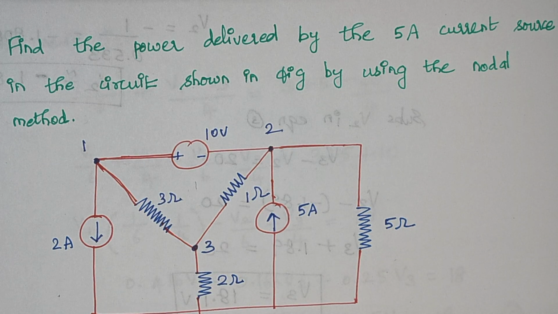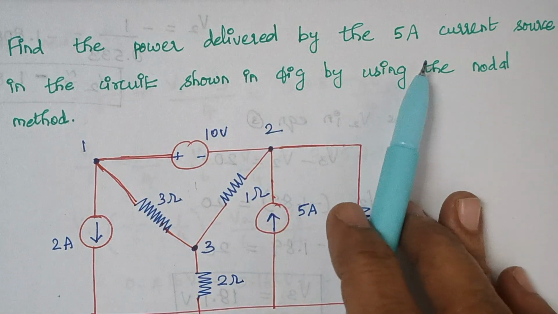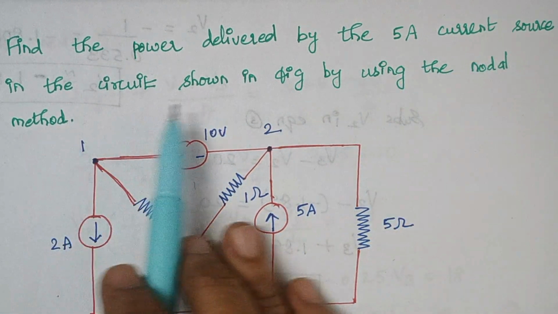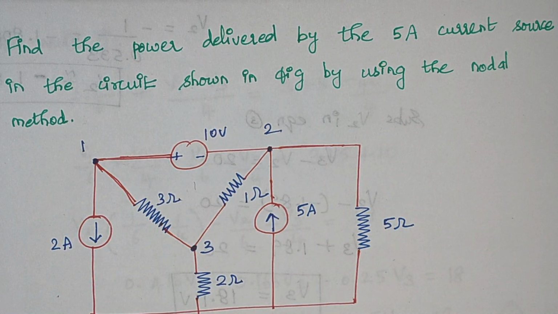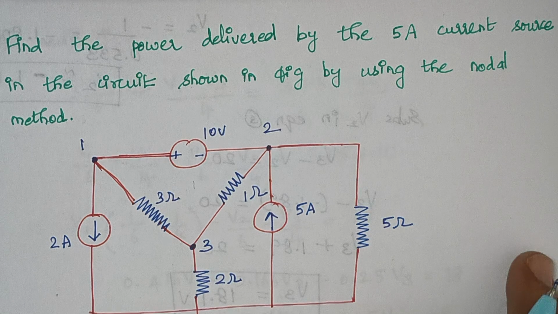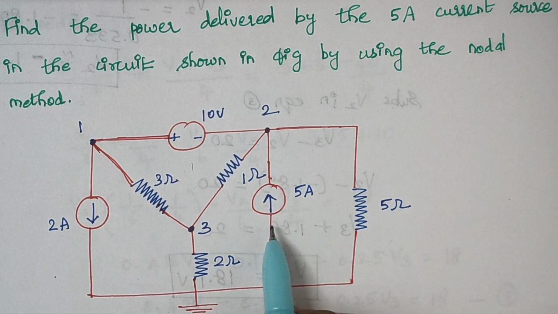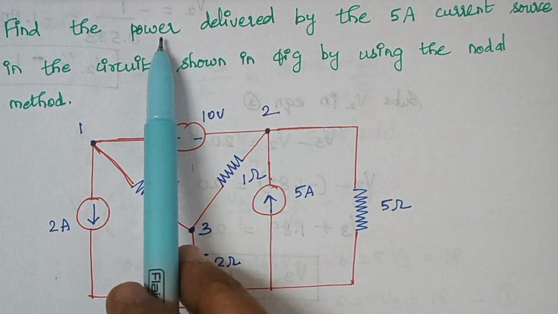Today we are going to solve another problem in nodal analysis. The problem is: find the power delivered by the 5 amps current source in the circuit shown in the figure using the nodal method. So here, where is the 5 amps current source? Here is our 5 amps current source. We have to find the power.